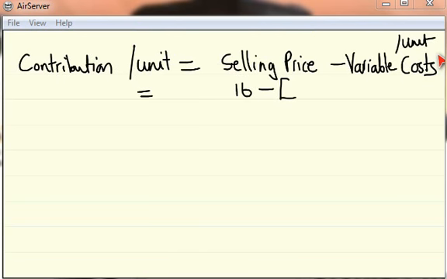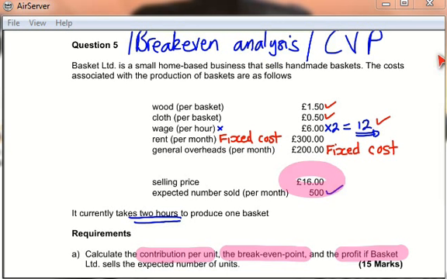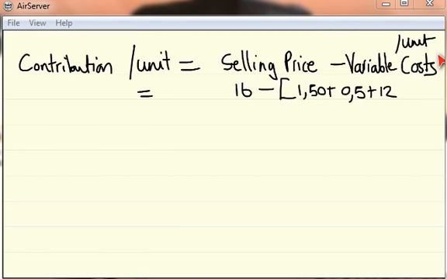So that's what I'm going to put here. It's going to be £1.50 for materials plus 5 plus 12. Let me just make sure that I've put everything up here. Yes, so wood, cloth, and labor. That's fine. So if I do this, I should be able to get my contribution per unit.